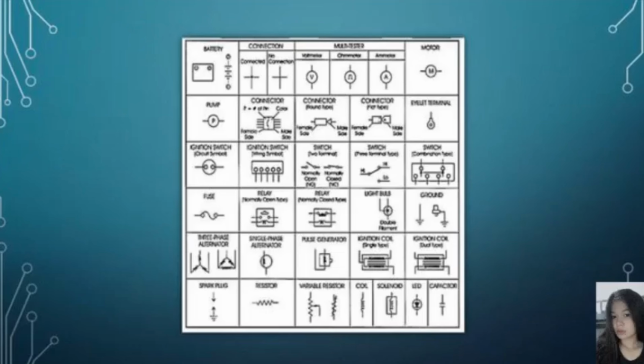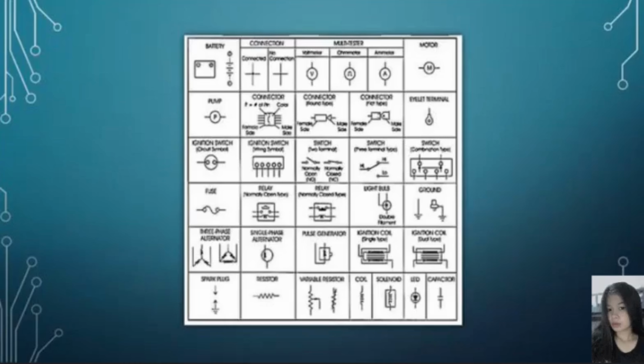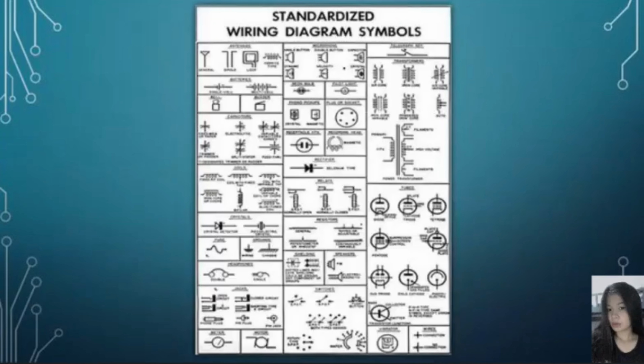We also have the symbols: battery, connection, connected, no connection, multitester, voltmeter, ohmmeter, ammeter, the motor, pump, connector, the round type, connector, the flat type, eyelet terminal, ignition switch, which is circuit symbol, ignition switch, wiring symbol, switch, 2-terminal, switch, 3-terminal type, switch, combination type, relay, normally open type, relay, normally closed type, light bulb, ground, 3-phase alternator, single-phase alternator, pulse generator, ignition coil, the single type, ignition coil, the dual type, spark plug, resistor, variable resistor, coil, solenoid, LED, and the capacitor. This slide is standardized wiring diagram symbols.